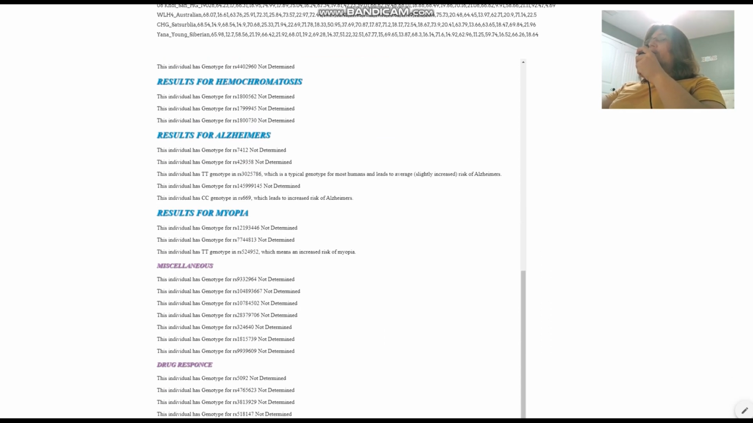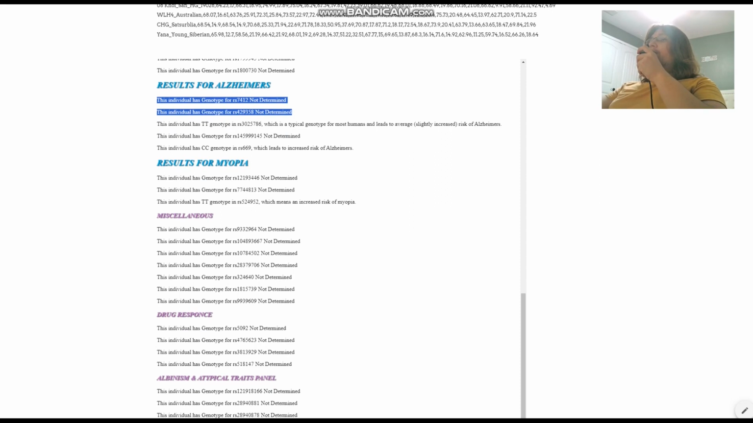For Alzheimer's, TT here, which is a typical genotype for most humans and leads to average, slightly increased risk of Alzheimer's, and CC here, which leads to increased risk of Alzheimer's. But these two don't really matter all that much. What you would really want to see are the genotypes for these two. These are the APOE genotypes. And as you can see, this file simply does not have these genotypes included, so we can't really make this judgment. For myopia, TT here, which leads to increased risk of myopia.